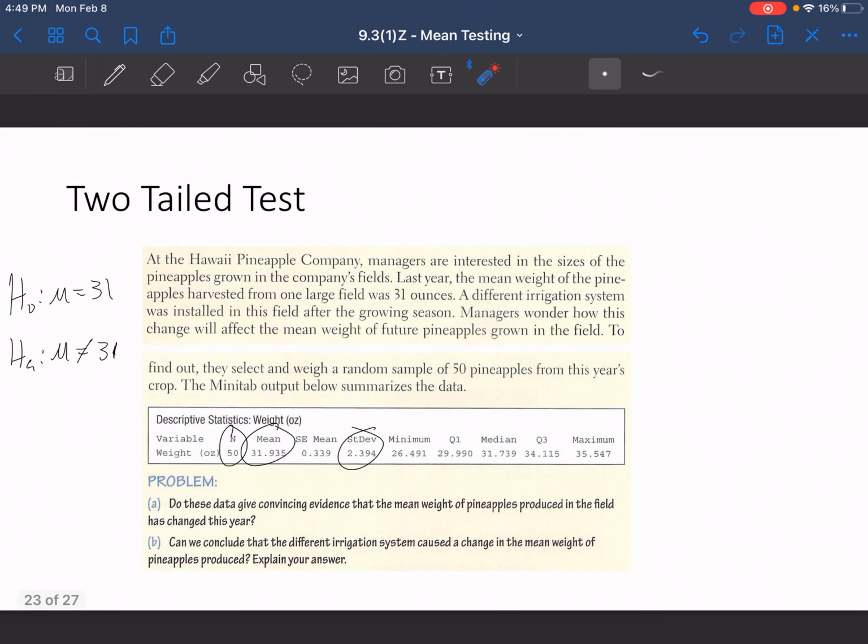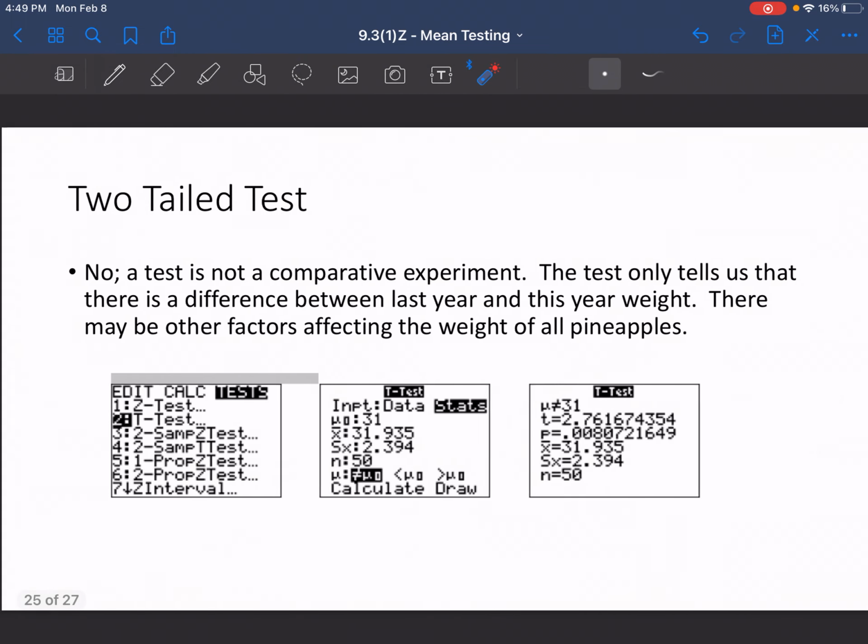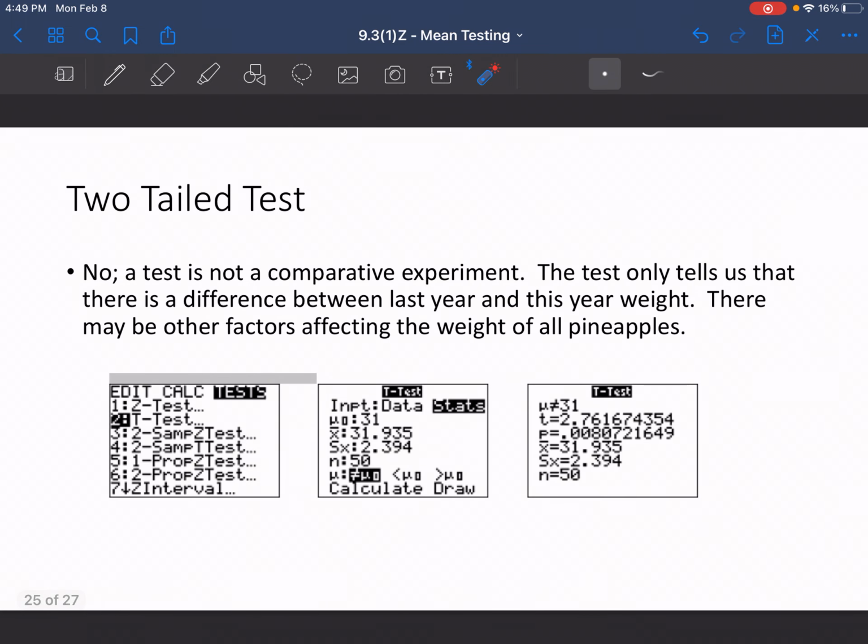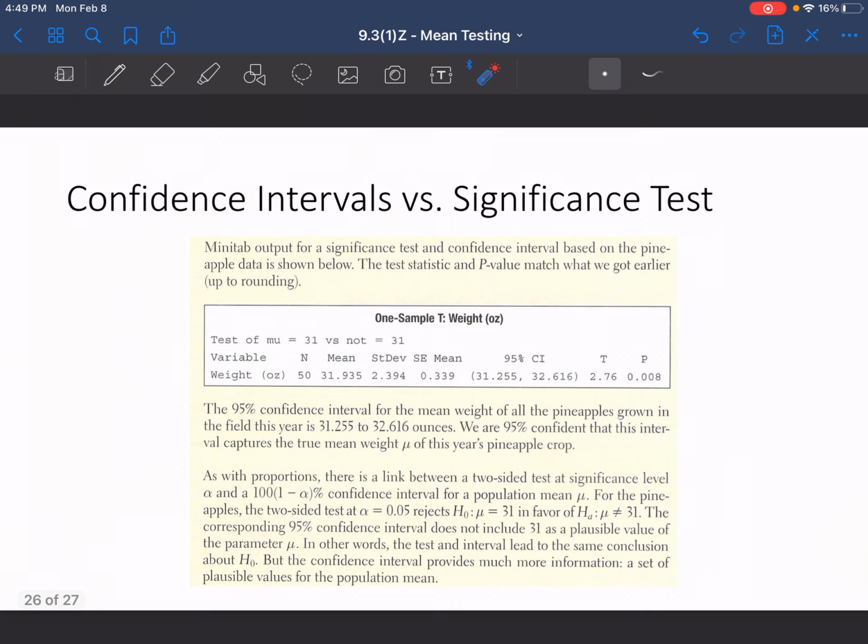Now, the second portion of this problem says, can we conclude that the different irrigation system alone caused a change in the mean weight of pineapples produced? And we want to explain our answer. Well, not really, because this test is not a comparative experiment. In this case, the test only tells us that there's a difference between last year and this year's pineapple weights. There may be other factors affecting the weight of the pineapple, not necessarily just the irrigation system alone. So that's important to consider when you're looking at that.